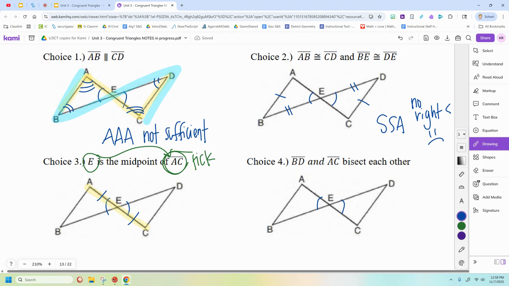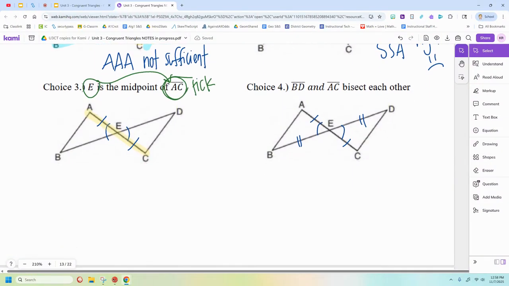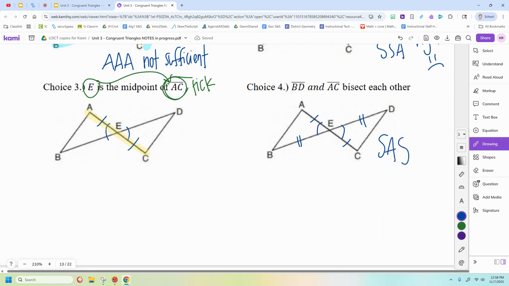Last one. These two things, BD and AC, bisect each other. They chop each other in half. So AE is equal to EC, right? That's first chop. Second chop. BE is equal to DE, right? Now, what do we have here? So we have side angle side. Yep. Brandon got it. Luke got it, right? Side angle side. So choice 4 is the only one that has enough to prove.